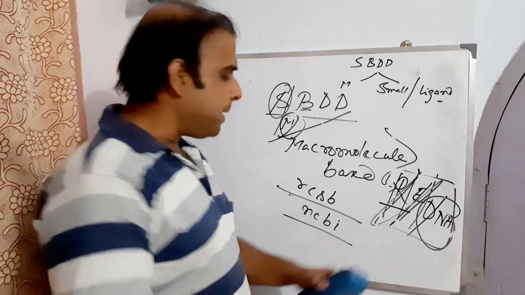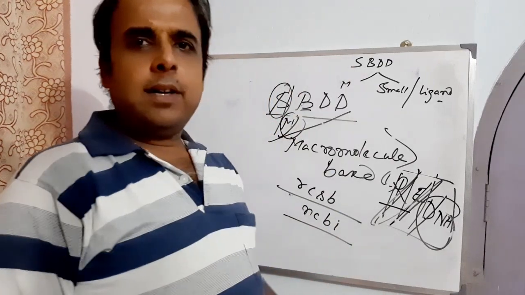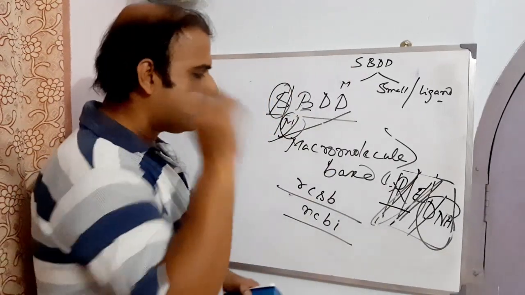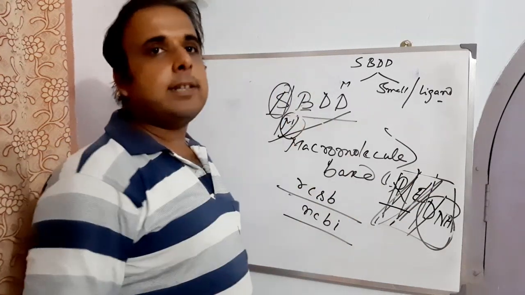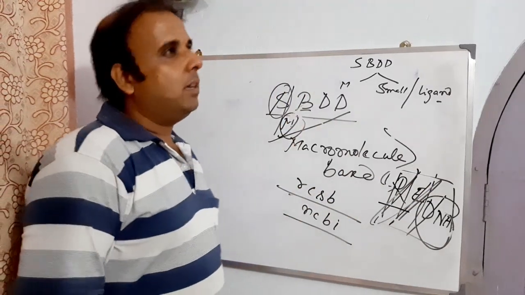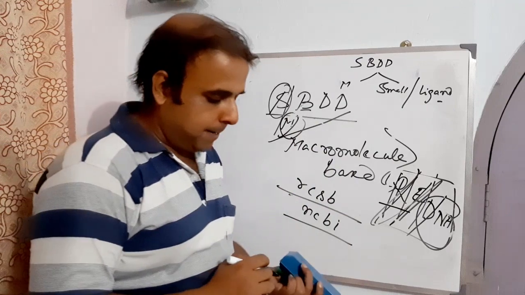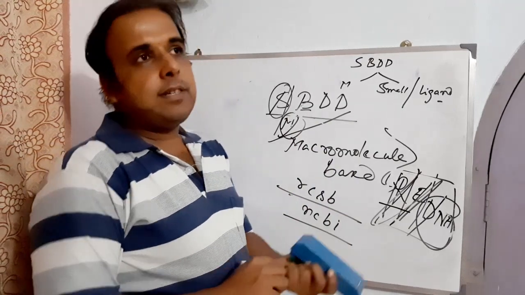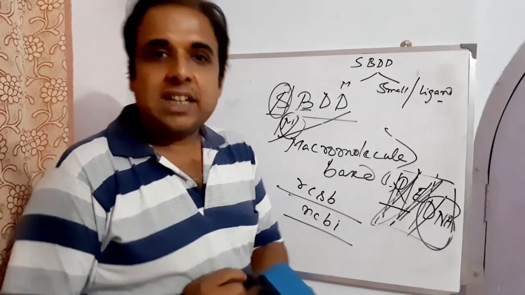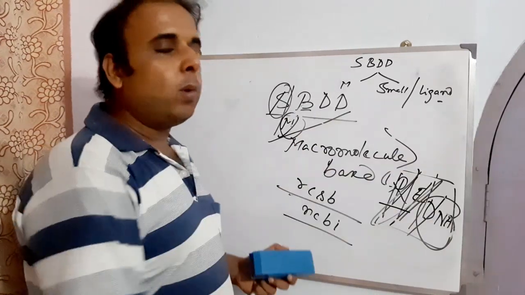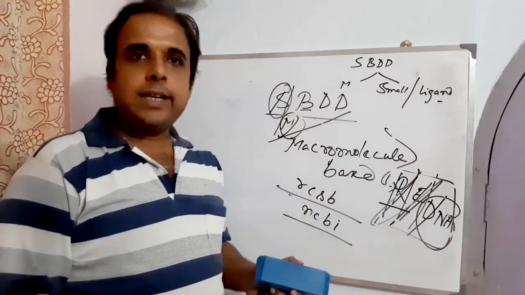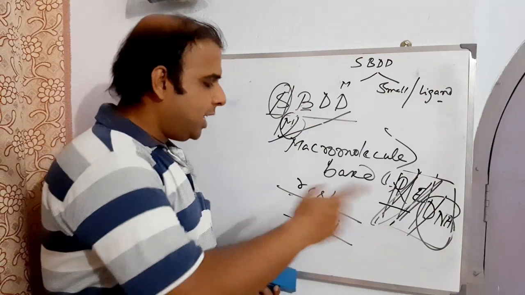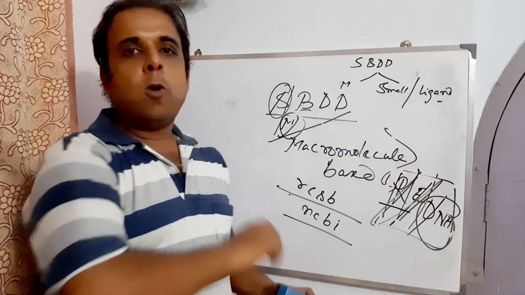Just type RCSB in Google, and it will take you to the page where you can search your item. Suppose you are in the process of developing an anticholinesterase. That means the cholinesterase enzyme is the target for you. Just put cholinesterase in that query box, and it will deliver many proteins.